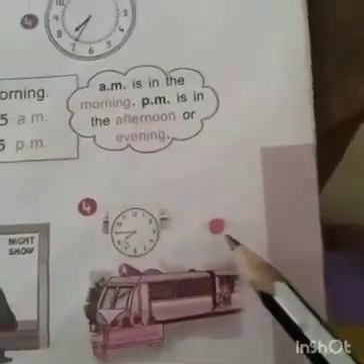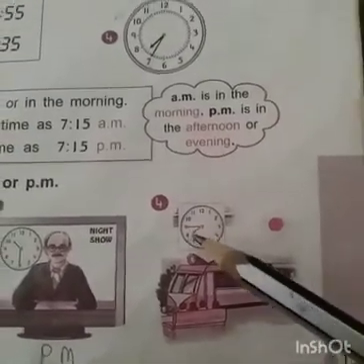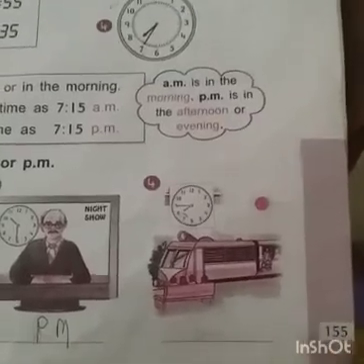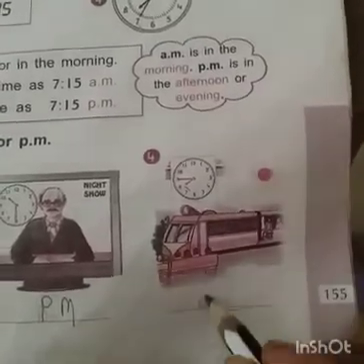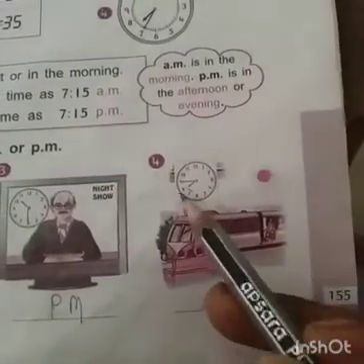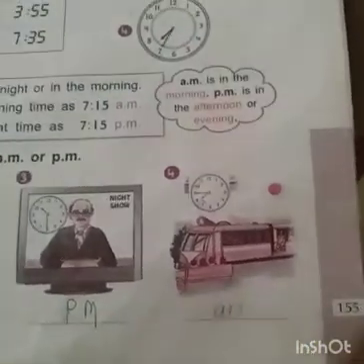Next, look here, children. Here sunlight is there. Next, the time is 7:45. So the time is AM because sunlight is only in the morning time, no? And the time is quarter to 8, that's why here it is AM.